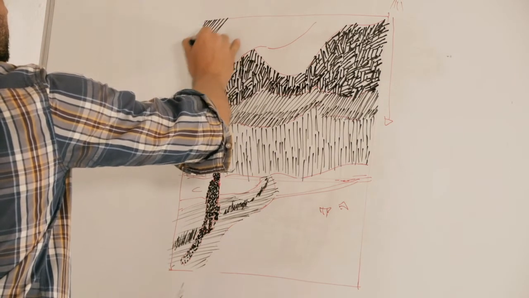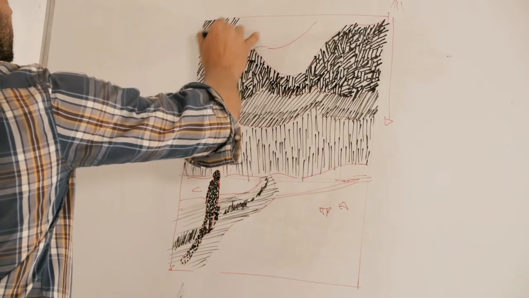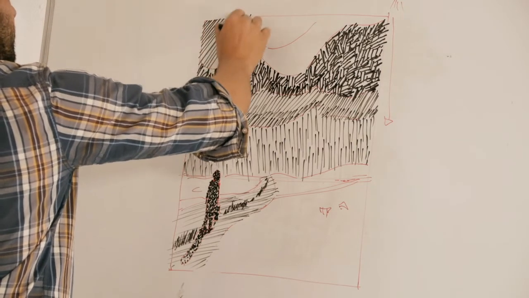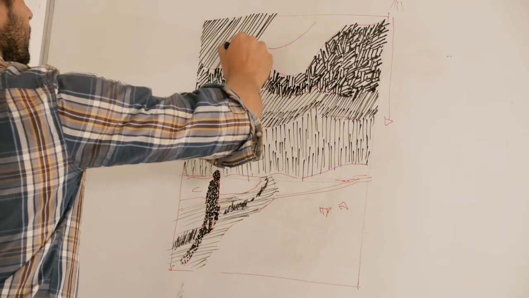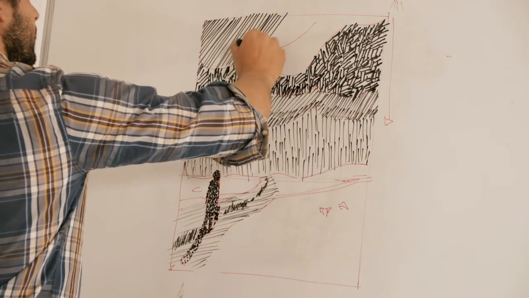So I'm going to use a crosshatch in my darkest area up here. I want it to be quite dense.